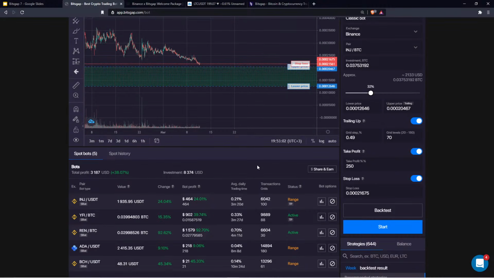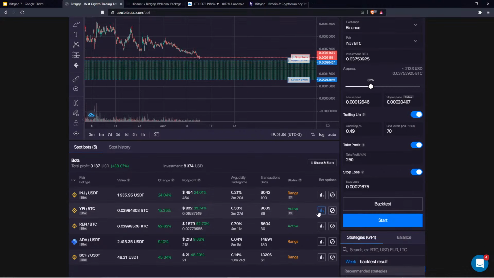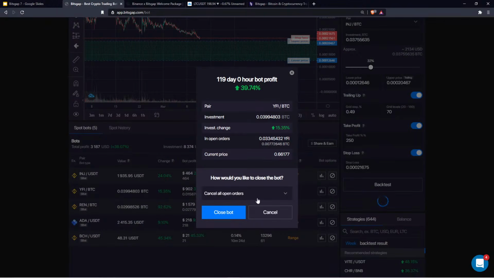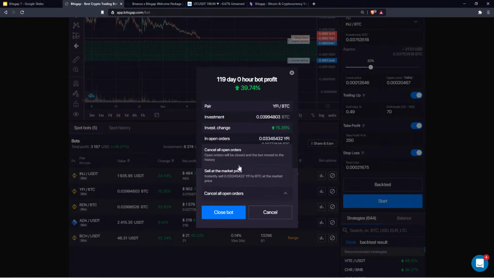you can exit the market with the exit options over here. You see, right now, depending on the investment change, there is a set of exit options. So I click on it, and right now for this one I have two options to exit. Either I can sell all of the base currency at the market price, and it's going to sell exactly this amount of UFIs, or I can cancel all my open orders.